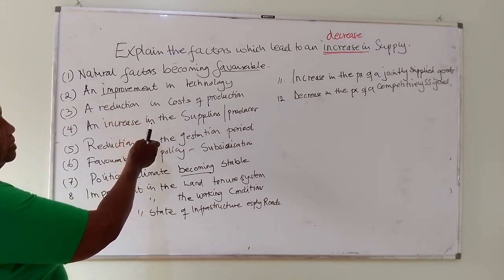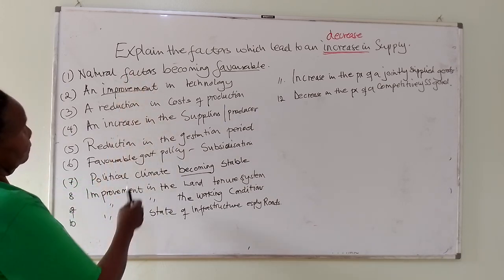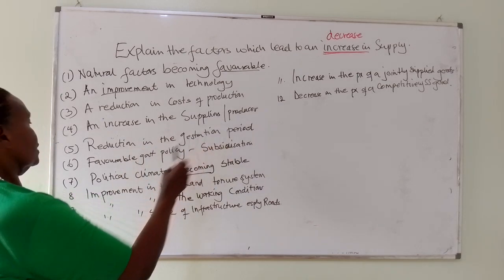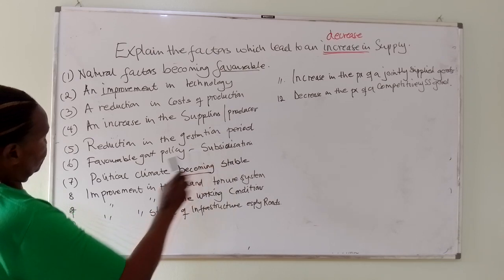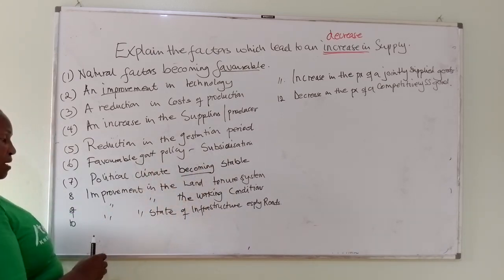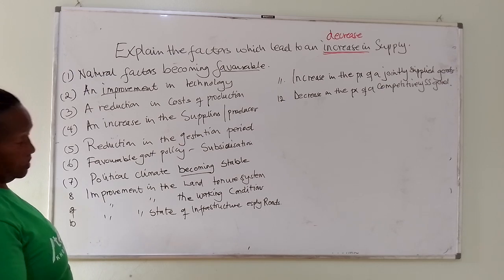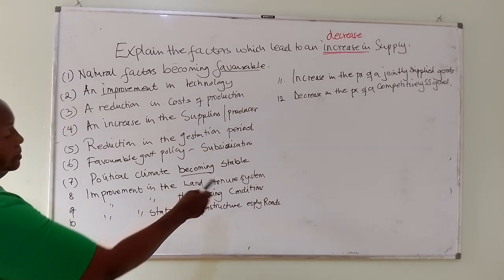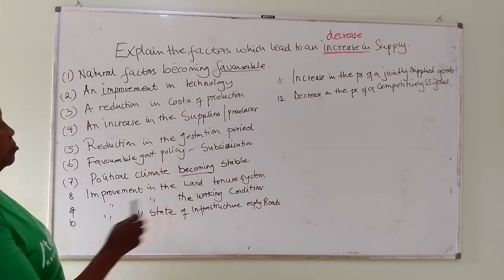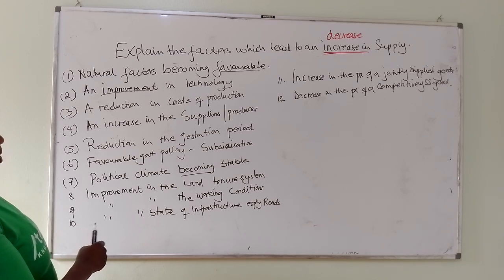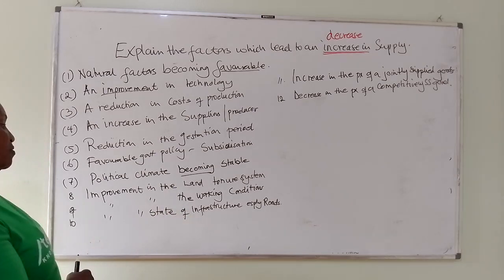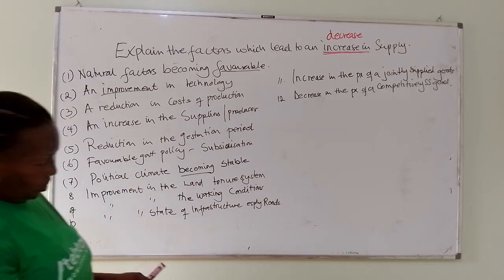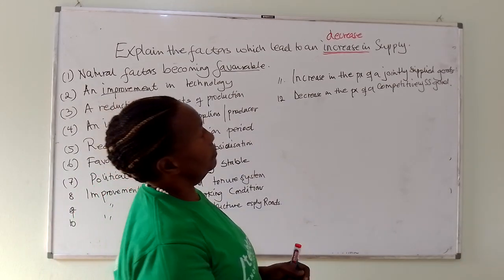If here there was an improvement, there will be decline in technology, increase in cost of production, reduction in number of suppliers, increase in the gestation period, unfavorable government policy of taxation, political climate becoming unfavorable, or the area becoming politically unstable, then decline in the let's say poor land tenure system, or movement to a poor land tenure system, then working conditions becoming unfavorable, then the state of infrastructure breaking down. If it breaks down, the communication will be hampered and supply will not be able to increase.